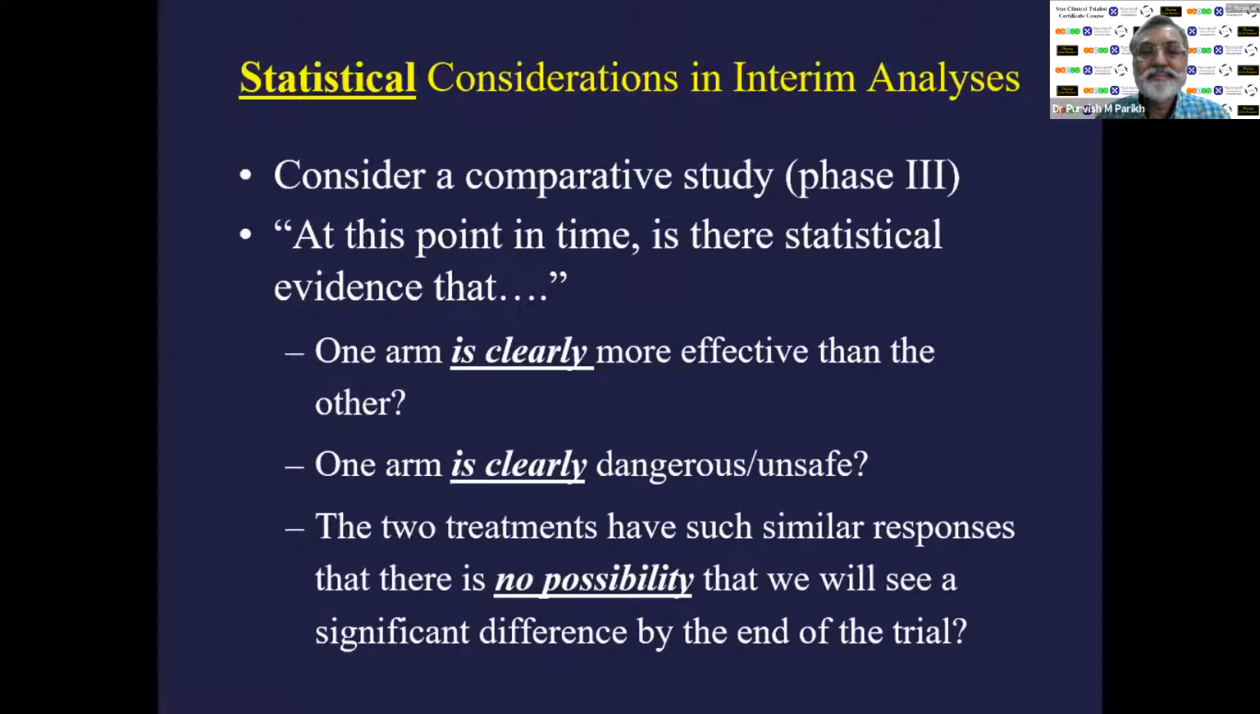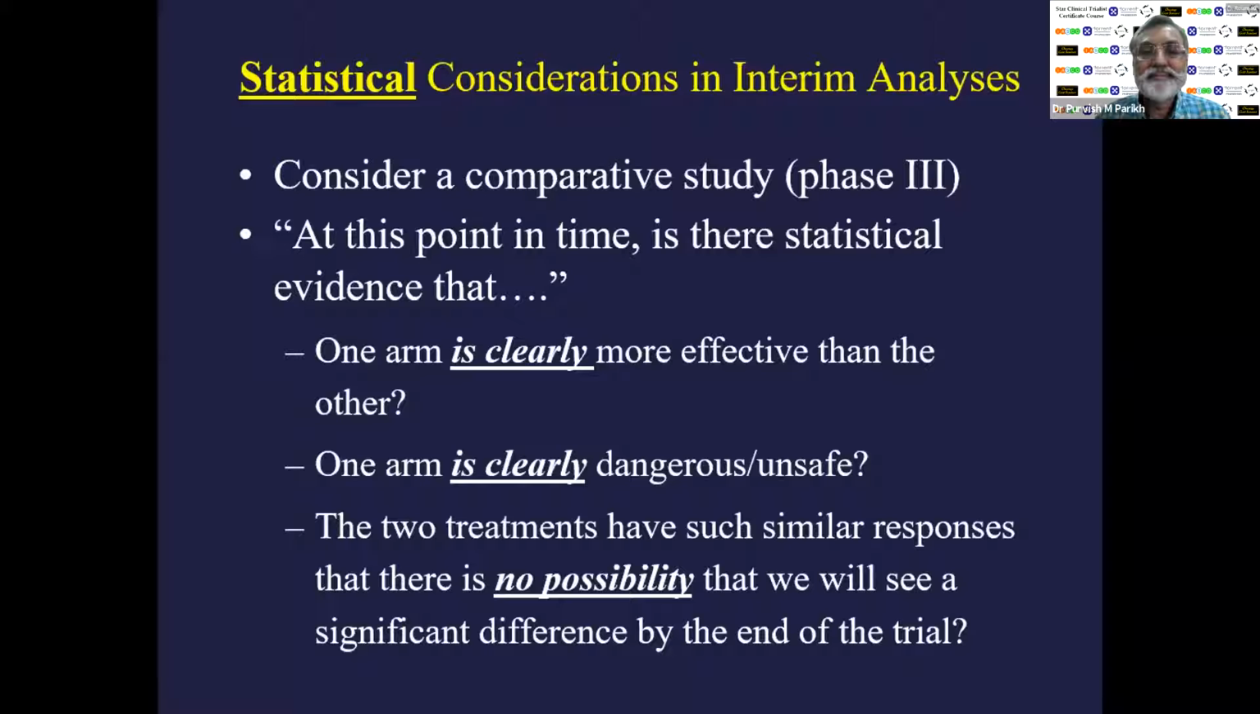So let me now discuss a little bit about statistical considerations in an interim analysis. And because I have only 15 minutes, of necessity, I can only undertake a very superficial review. So at an interim time point in a large definitive phase 3 trial, the question from the statistical point of view that needs to be answered is the following. At this point in time, is there statistical evidence that one arm is clearly more effective than the other? In other words, overwhelming efficacy.